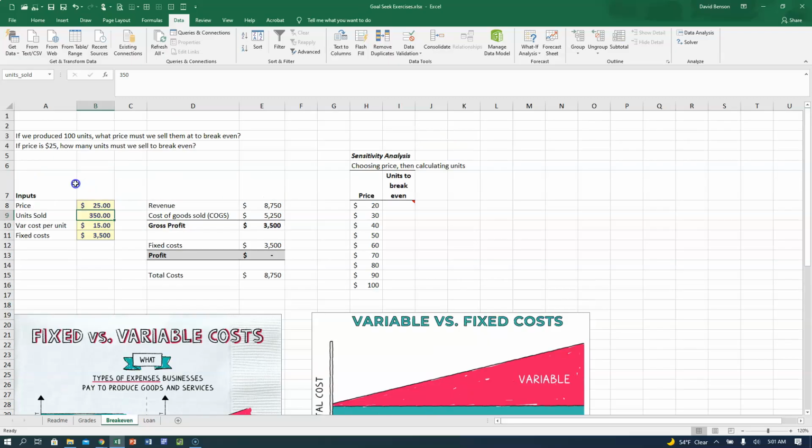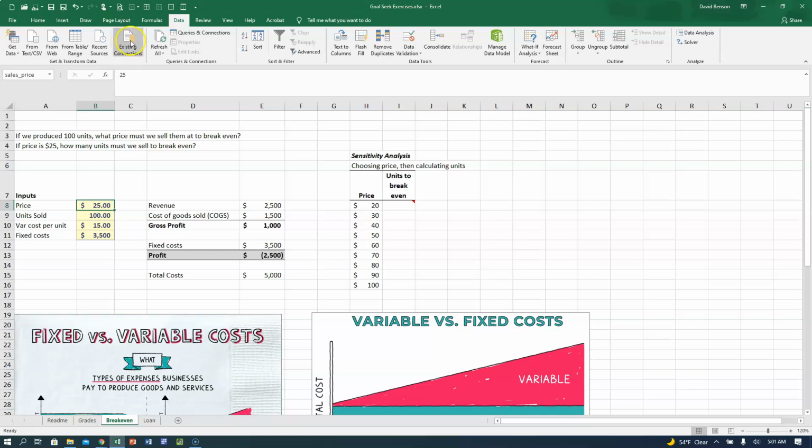Now, we could also do it like what we have in number 3 here, which says, if we can only produce 100 units, or I've produced 100 units, now I want to change the price. What's the price that I need to sell them at to break even? So I'm going to put 100 here. We were losing money before, so we're going to need to raise that price probably pretty dramatically.